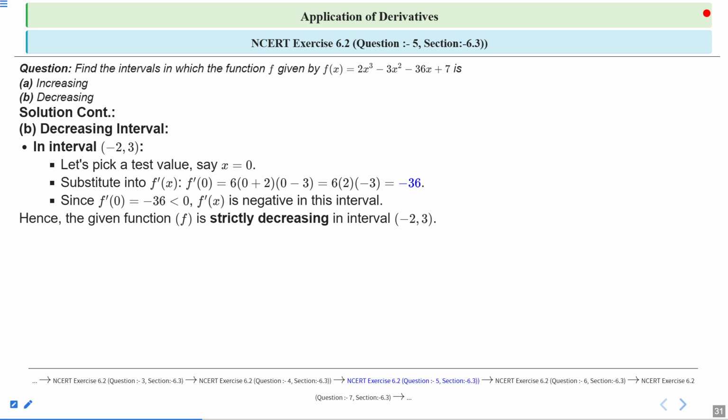Hence, the given function f is strictly decreasing in the interval minus 2 to 3. Hence, we can say that the function f(x) equal to 2x cube minus 3x square minus 36x plus 7 is decreasing in minus 2 to 3. Clear? Hope you all understood this.